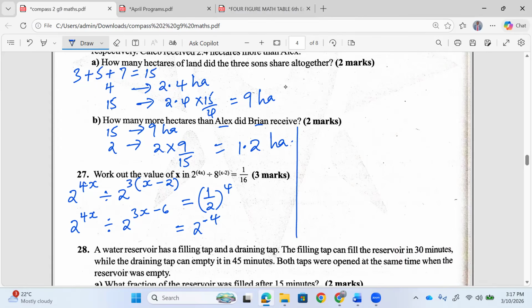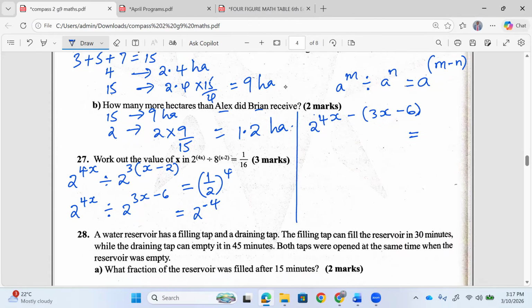Allow me now to talk about the second law of indices that says whenever you have a power m divided by the same base but now with a different power, you just write the base, then m minus n. So this shall be 2 power 4x, but now the powers are supposed to be subtracted. 3x minus 6. You'll be very careful in that subtraction because there are brackets which you're supposed to open very carefully. This is 2 power negative 4.